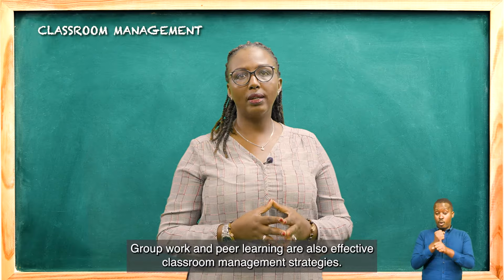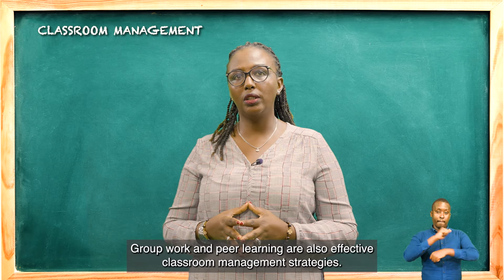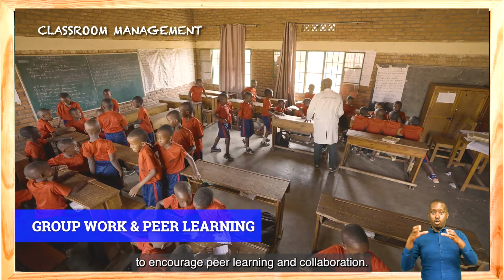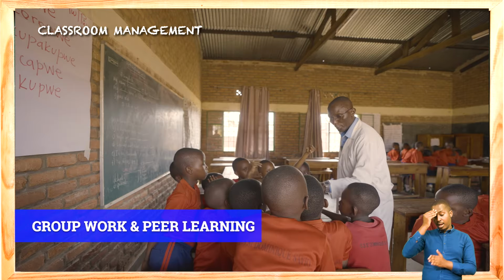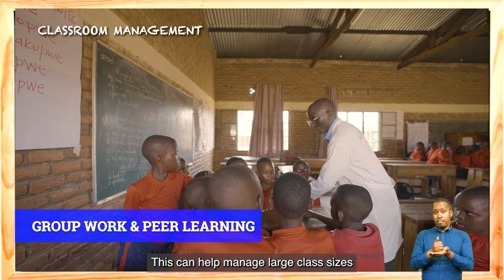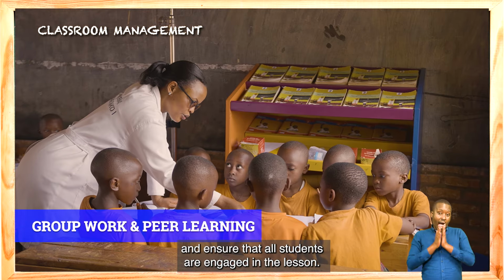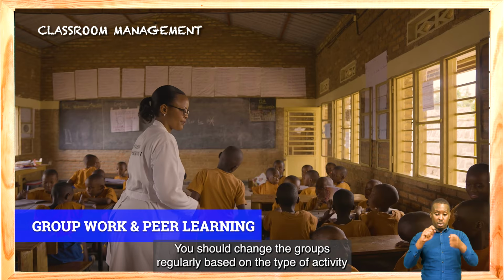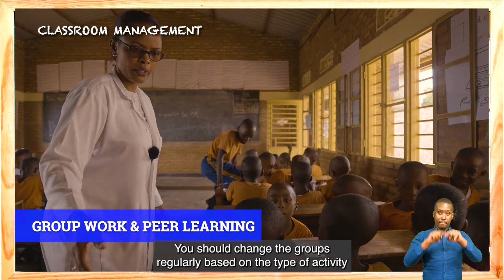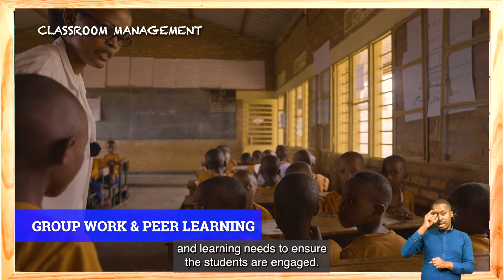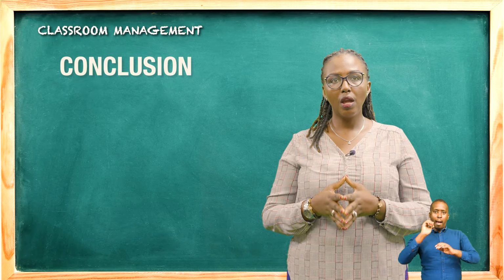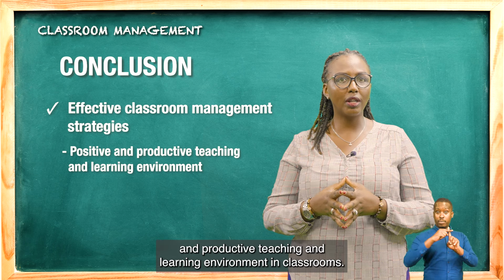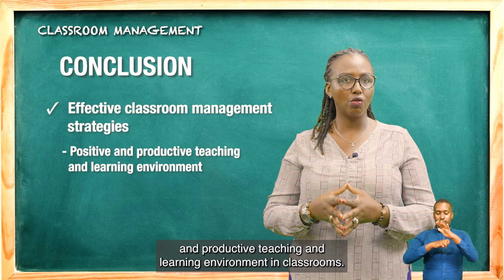Group work and peer learning are also effective classroom management strategies. You can divide the class into smaller groups to encourage peer learning and collaboration. This can help manage large class sizes and ensure that all students are engaged in the lesson. You should change the groups regularly based on the type of activity and learning needs to ensure the students are engaged. Effective classroom management strategies help create a positive and productive teaching and learning environment in classrooms.